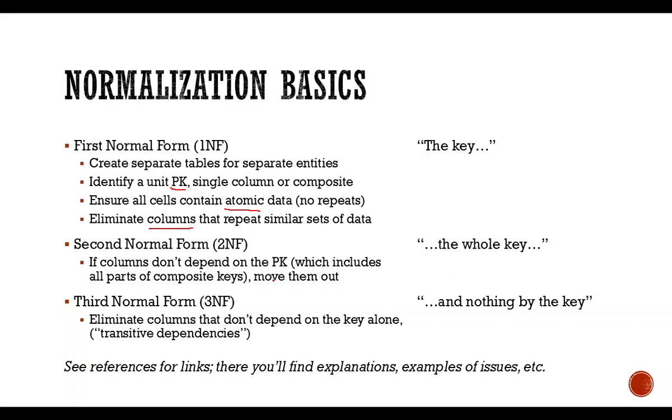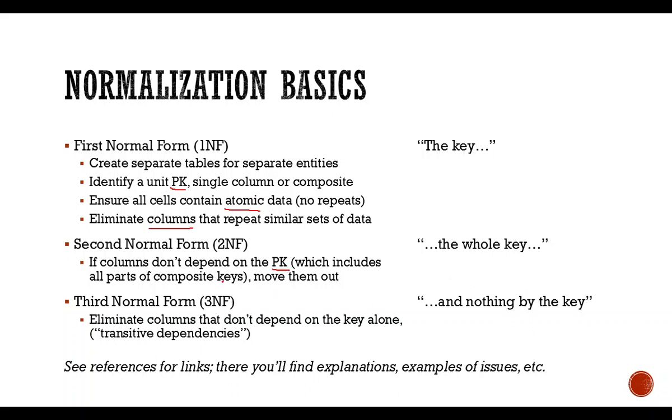Second normal form starts to get more particular about the primary key. If you have a composite key and you have columns that depend on only part of that, only one part of the composite primary key, those need to move out as well, right? Things need to depend on the entire key, not just part of it.